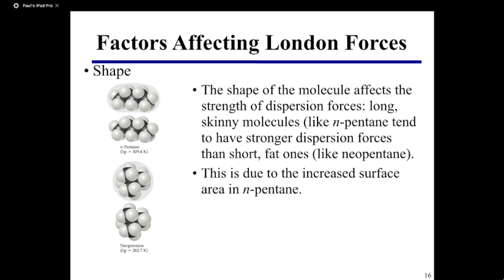In this, we looked at the shape influences, especially on London dispersion force, because if I can pack them closer together and have more surface area interacting between the two molecules, then there are more attractive forces between the two. And so the n-pentane was a little bit more attractive to each other than the neopentane. And we could see that again by the boiling point.